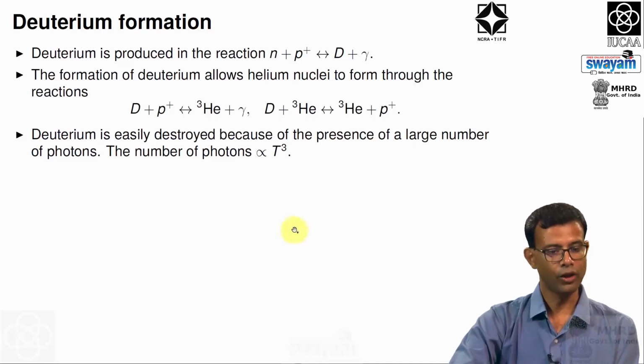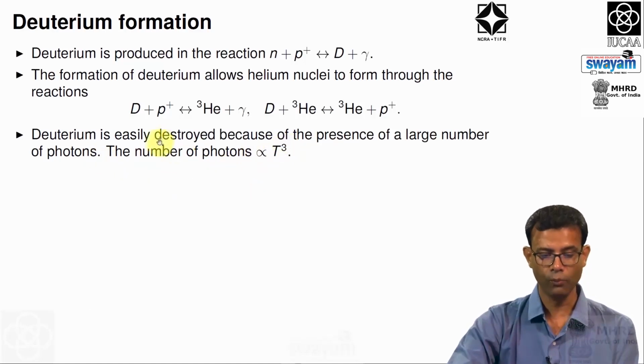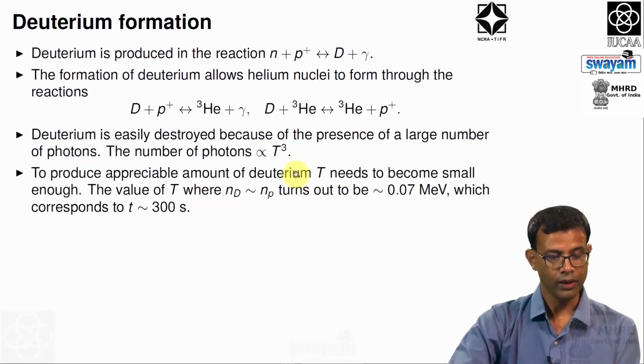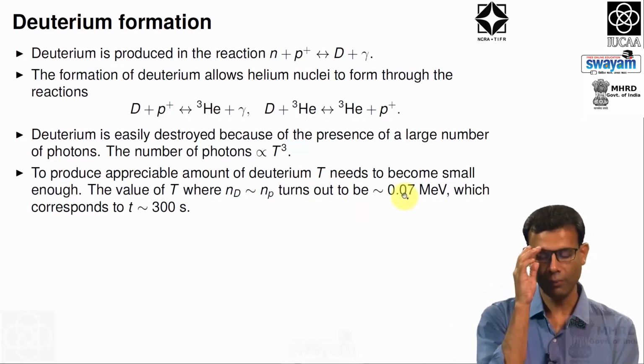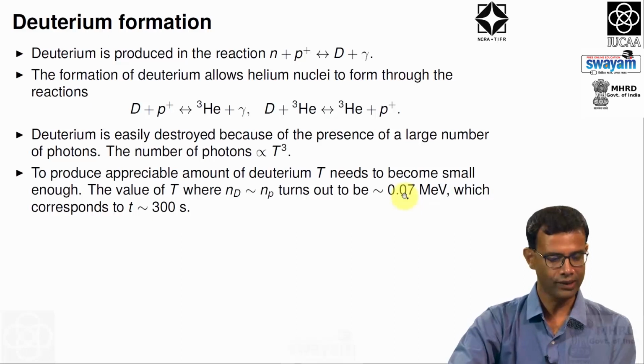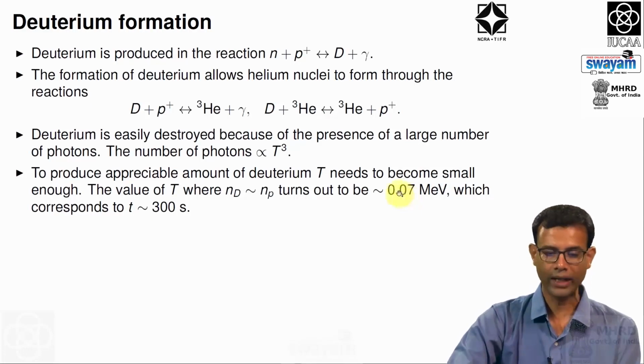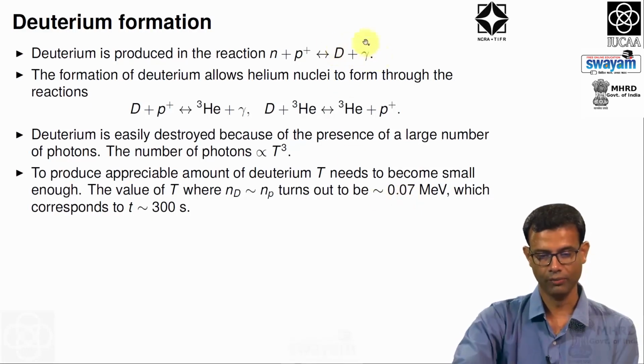Now, as we said, the deuterium is easily destroyed because of the presence of a large number of photons. The number of photons, remember, goes as T cubed, because they just behave as black body spectra. So, to keep the deuterium stable, so that the photons cannot come and break it, you have to make the temperature small enough. How small? You have to get the temperature to somewhere around 0.07 MeV, mega electron volts. Unless you do that, you cannot keep this deuterium stable.